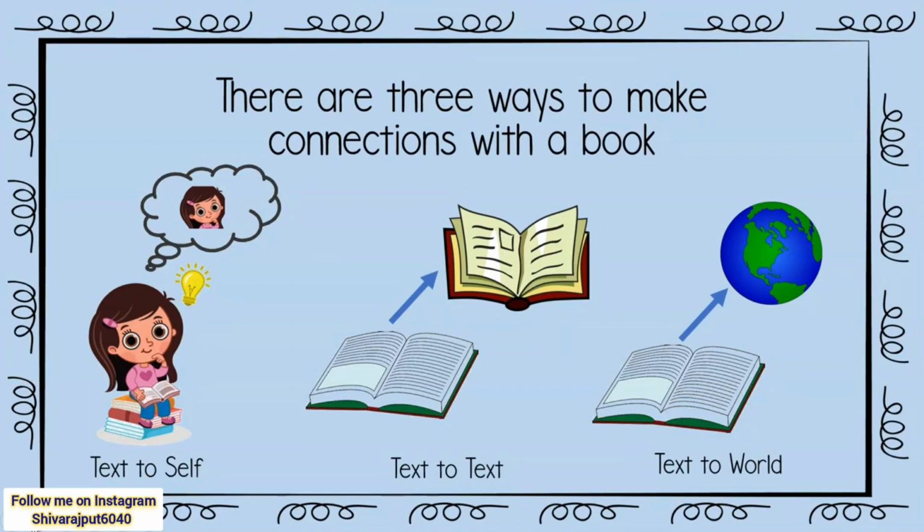So in conclusion, there are 3 ways to make connections with a book. The first, text to self. The second, text to text. And the third, text to world.